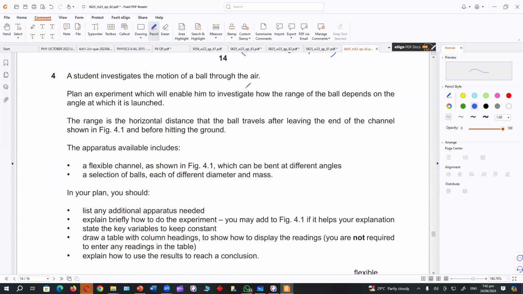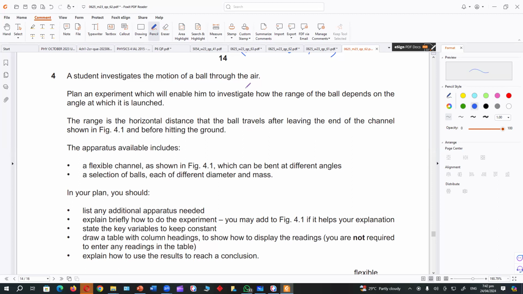A student investigates the motion of a ball through the air. Plan an experiment which will enable him to investigate how the range of the ball depends on the angle at which it is launched. Range means how far it can go. The range is the horizontal distance that the ball travels after leaving the edge of the channel shown and before hitting the ground.